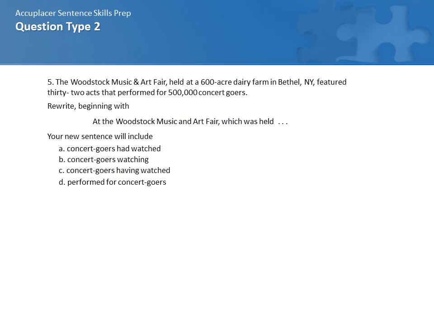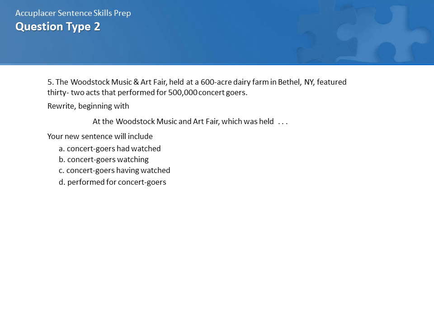Here's question 5. The Woodstock Music and Art Fair, held at a 600-acre dairy farm in Bethel, New York, featured 32 acts that performed for 500,000 concert-goers. And we're asked to rewrite the sentence beginning with the words, "at the Woodstock Music and Art Fair, which was held." So we need to choose the one of the 4 options that would be included in the sentence. And the options are: the concert-goers had watched, concert-goers watching, concert-goers having watched, and performed for concert-goers.